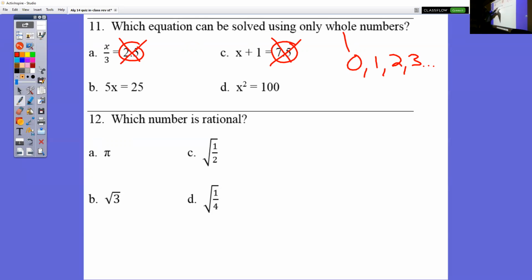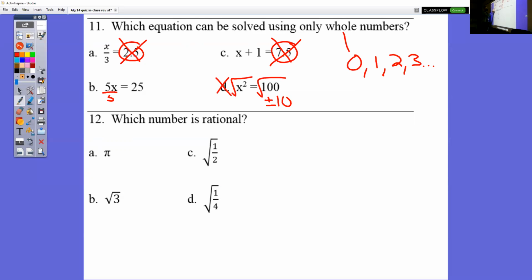We have x squared equals 100. Now, be very careful. The opposite of squaring a number is to take the square root of a number. The square root of 100 is plus or minus 10. Well, because it includes that -10, -10 is not a whole number. So D would not be the correct answer because you would have a -10 there as a possible answer.